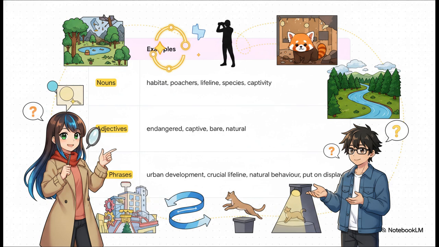Let's break this down even further, okay? Because knowing whether a word is a noun or an adjective is the first step to using it right in your own sentences. For instance, you can talk about endangered species or captive animals. You can use key phrases like urban development as the subject of your sentence. Why not just pause for a second and try using some of these words in your own sentences? It's a great way to practice and make it all stick.